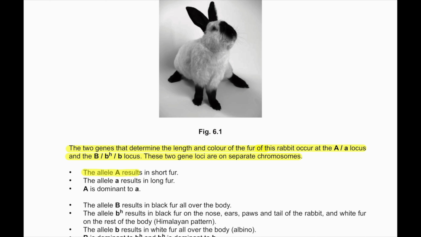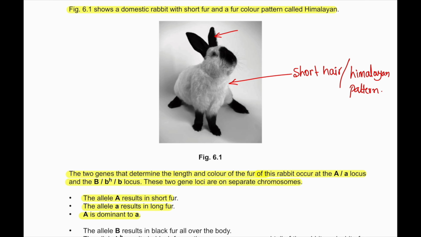The allele A results in short fur. So capital A results in short fur. The allele small a results in long fur. Capital A is dominant to small a. So we can see in the diagram, first of all, this is a Himalayan and we can see short hair. So we can see short hair here in the rabbit and we can see the Himalayan pattern. A Himalayan pattern is when animals have black in their extremities and the rest of the body is white.